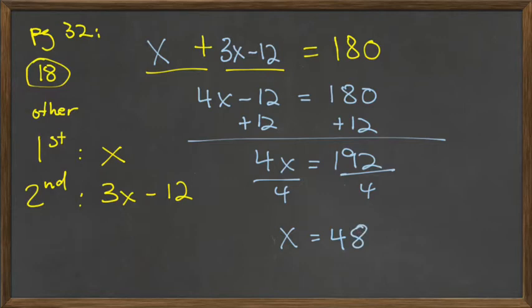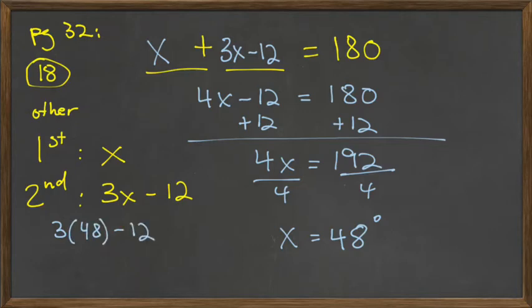$48, I'm going to go with it. Yes. 48 degrees. So one angle is 48 degrees. Again, if you stop here, you only get half credit because you got to find both angles. You can either do 180 minus 48, or you can do 3 times 48 minus 12.